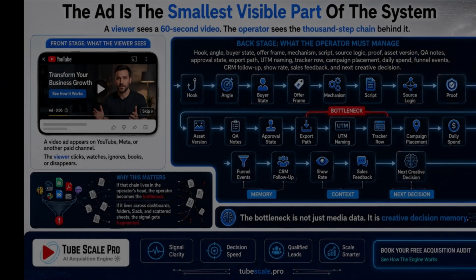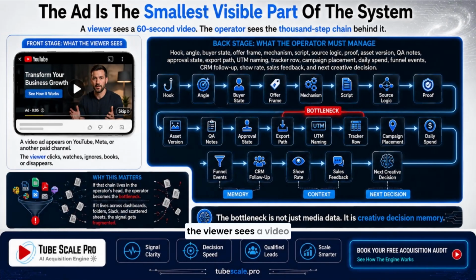When you run an ad, the viewer sees a video or a thumbnail or maybe a headline, and that's the smallest visible piece of the whole thing. Behind that one ad, there's a hook, an angle, a landing page, a tracker, a CRM, a book call, a sales conversation, and a decision about what to test next. Maybe we should pause it, maybe we should scale it. So there is all of that on your end, and the viewer sees maybe 10 seconds. So you have to manage that entire chain. And when that chain lives inside your head, you become the bottleneck.